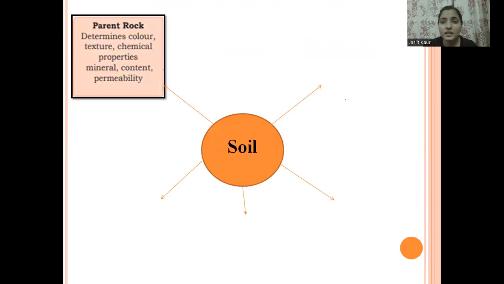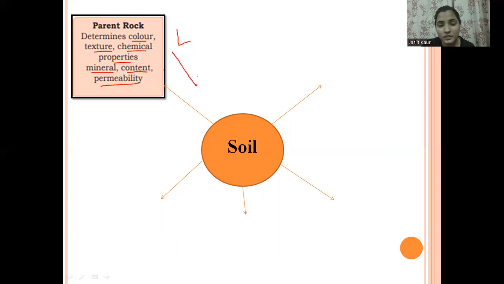So the first factor is parent rock. As we discussed, it is the last layer of the soil, and it is the parent soil where the soil starts being formed. This layer determines the color, texture, chemical properties present in the soil, and what kind of minerals we can find in that particular soil, its content and permeability.